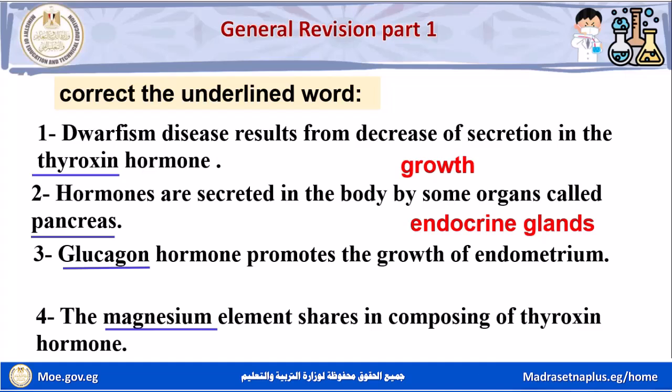Question number 3. Glucagon hormone promotes the growth of endometrium. Progesterone hormone promotes the growth of endometrium. Question number 4. The magnesium element shares in composing of thyroxine hormone. The iodine element shares in composing of thyroxine hormone.